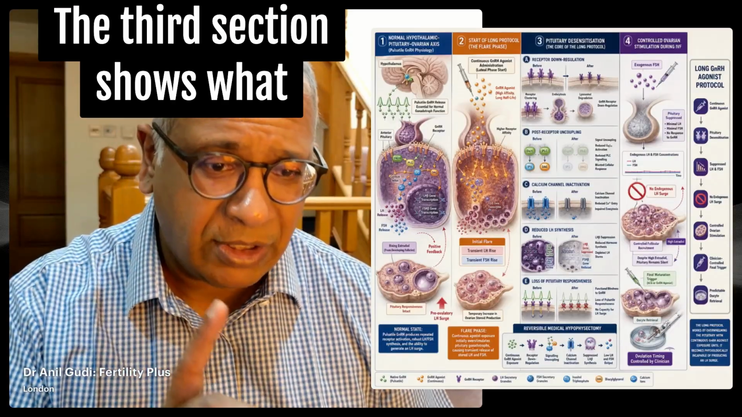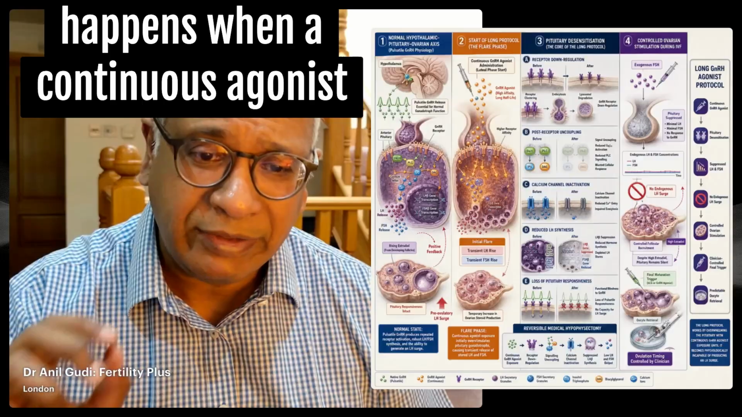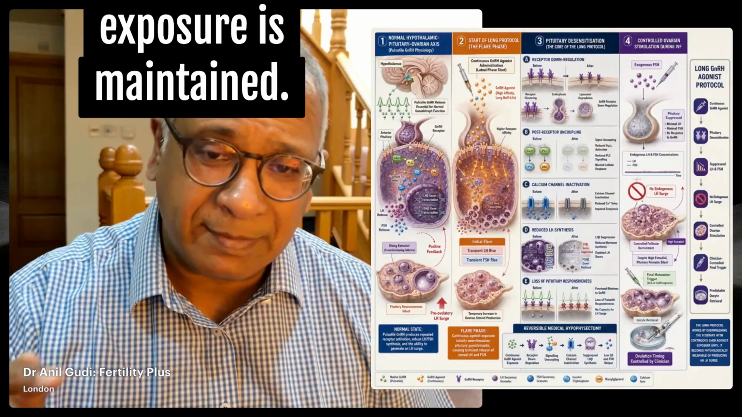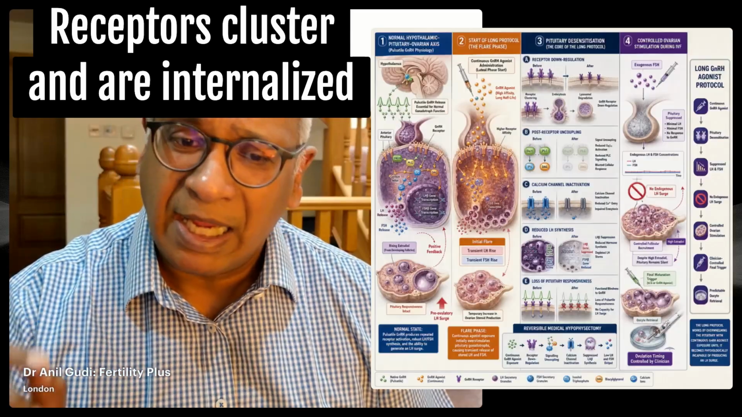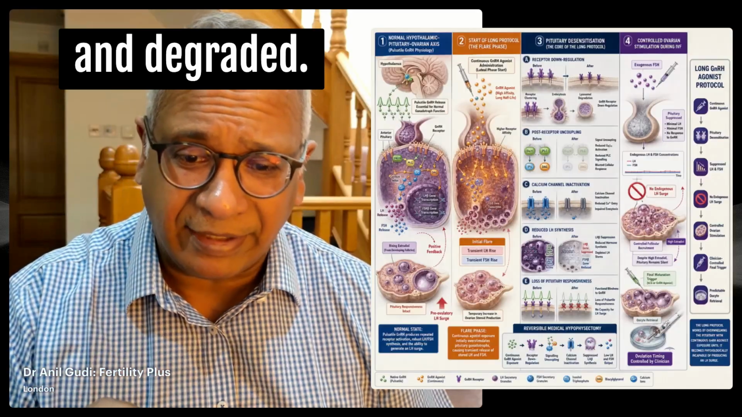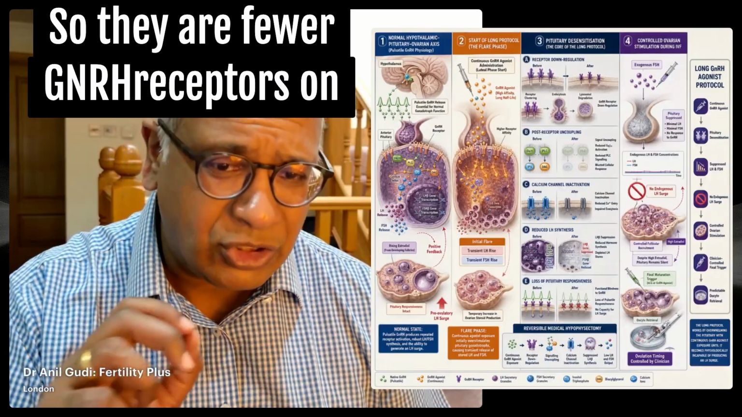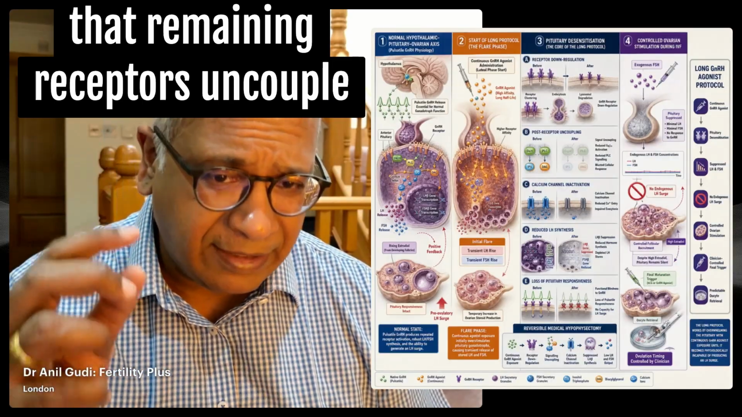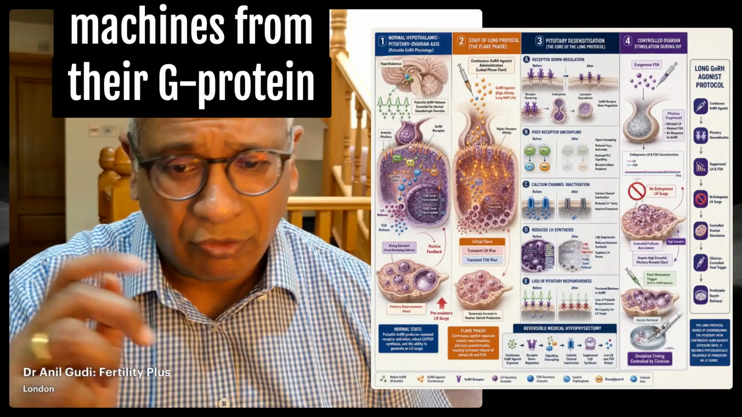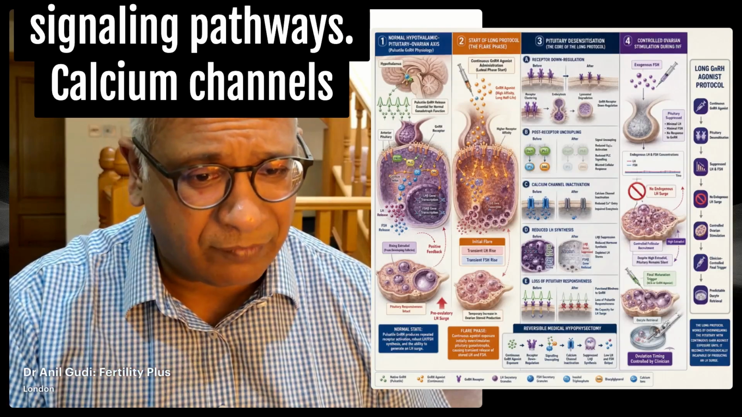The third section shows what happens when continuous agonist exposure is maintained. Desensitization. What does that mean? Receptors cluster and are internalized and degraded. So there are fewer GnRH receptors on the surface. The remaining receptors uncouple from their G protein signaling pathways.